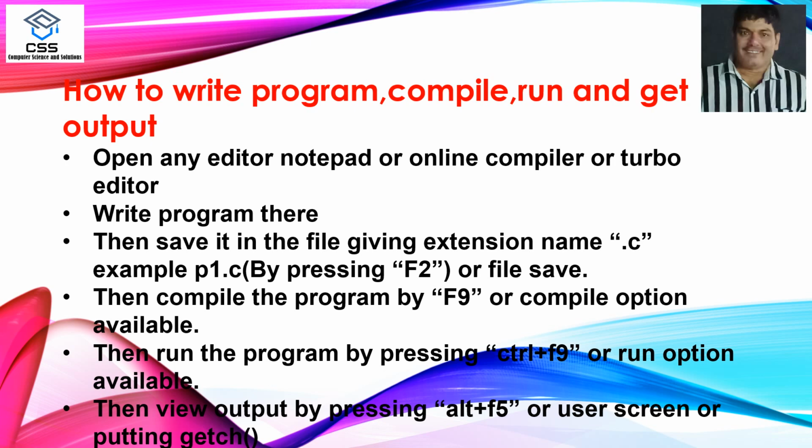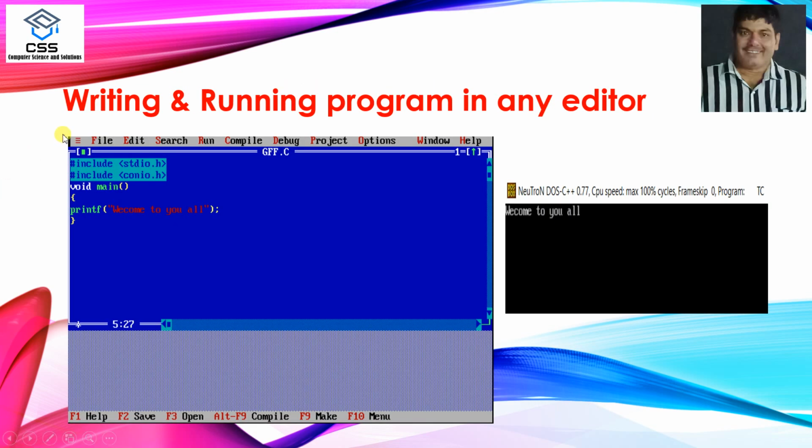Alt is a special key followed by function key F5, or you can use the user screen option available in the window menu, and otherwise you can use the getch function at the end of the program. What we have not used in the latter part, we have to use it. There are many ways; whatever the alternative option, you can use it. This is the editor I have used, the Turbo editor, where I have written the program and got the output. But you might be asking how this program is run and how you get the output. Then we have to move to our online editor or the Turbo editor to show you the output.